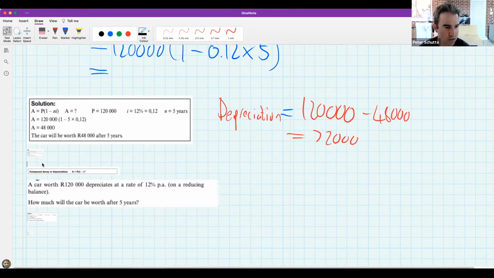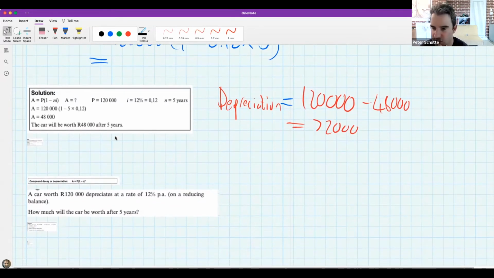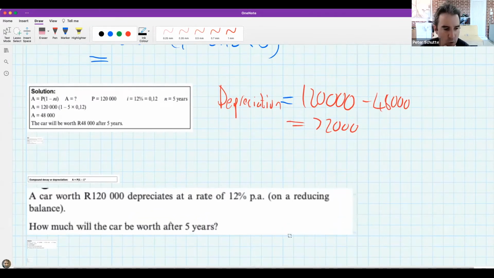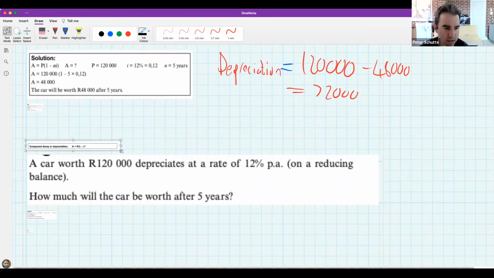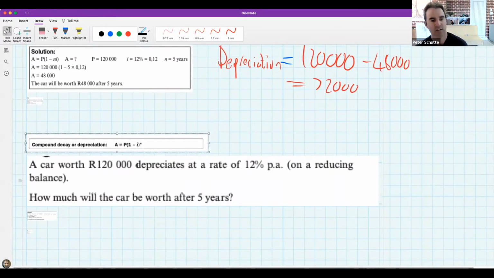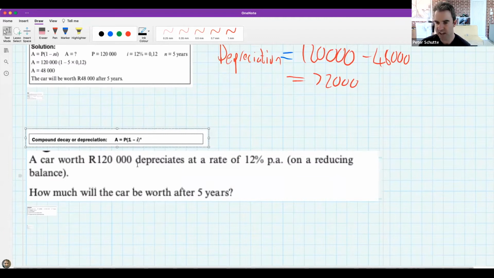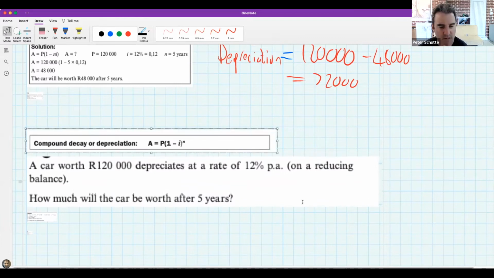I like what I'm seeing in the chat. Well done, Mikal, Tondol Wetu, Kinas, looking good. Now, similar question, except now we are using the reducing balance method. We're starting with the same car. It's worth 120,000 and it's depreciating at 12% per annum, but it's reducing balance depreciation this time. And I want to see, what do you guys get? So off we go, and let's see how different our answer is.